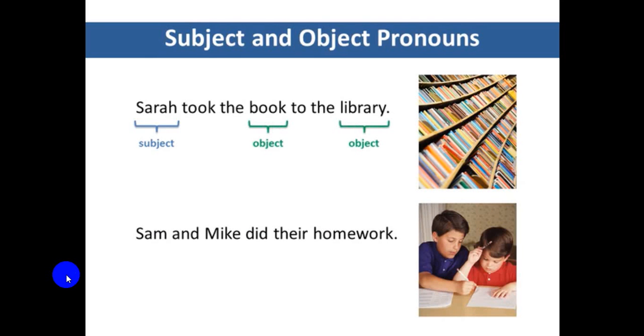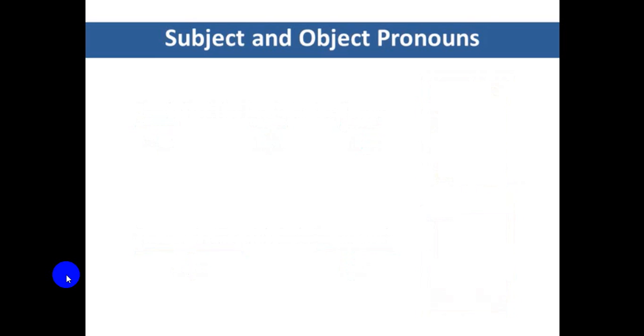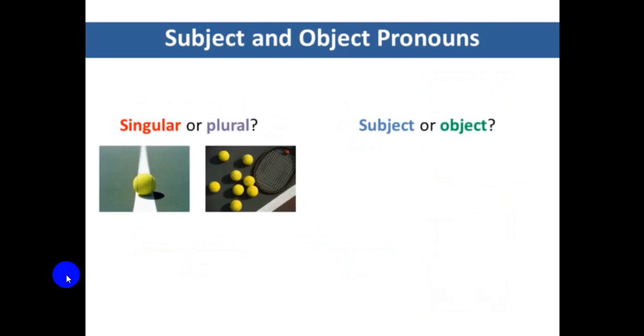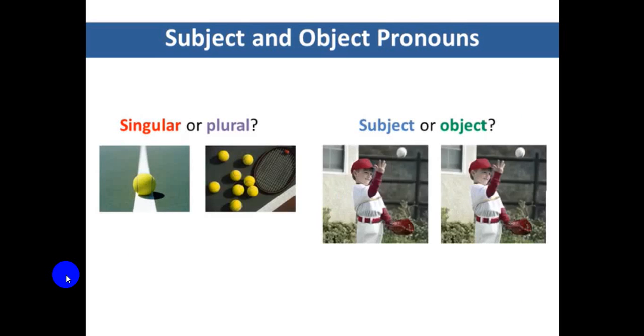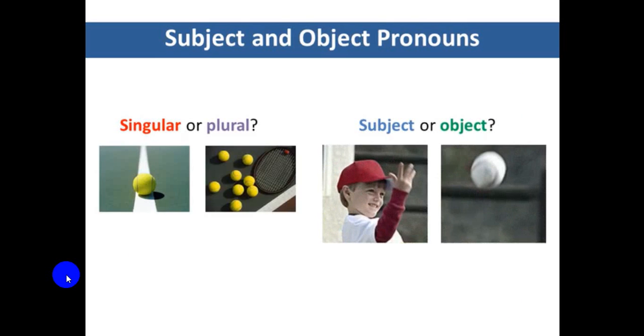Who did the action in the second sentence? Sam and Mike. So Sam and Mike is the subject. What did they do? They did their homework, so homework is the object. So remember, we use a pronoun to replace a noun. When we choose the pronoun, we need to think about two things. First, is the noun singular or plural? Second, is the noun a subject or an object?